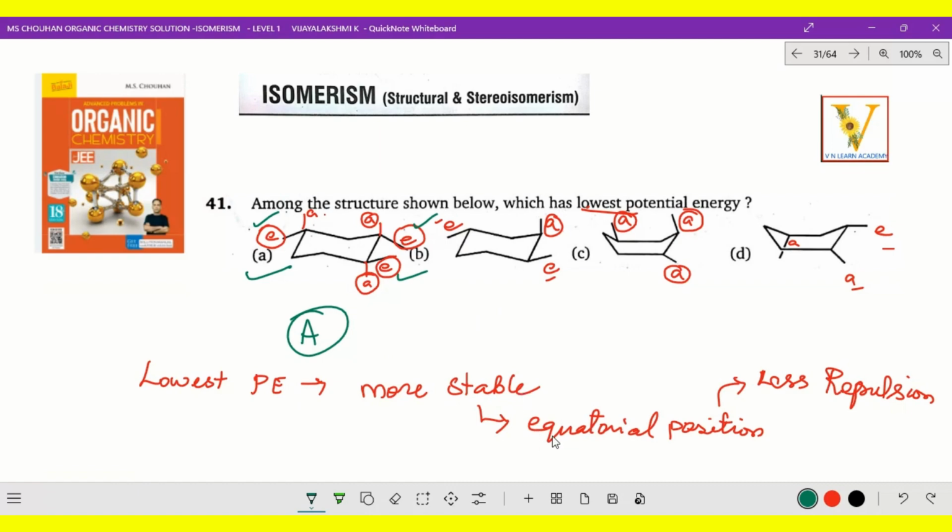So the lowest potential energy means more stable. Where do we identify more stable? The equatorial position. How do we identify the equatorial position? You know very well. And why is the equatorial position more stable? Because it has less repulsion, less fight, more affection, in that way, right? Come on, let us go to the next question.